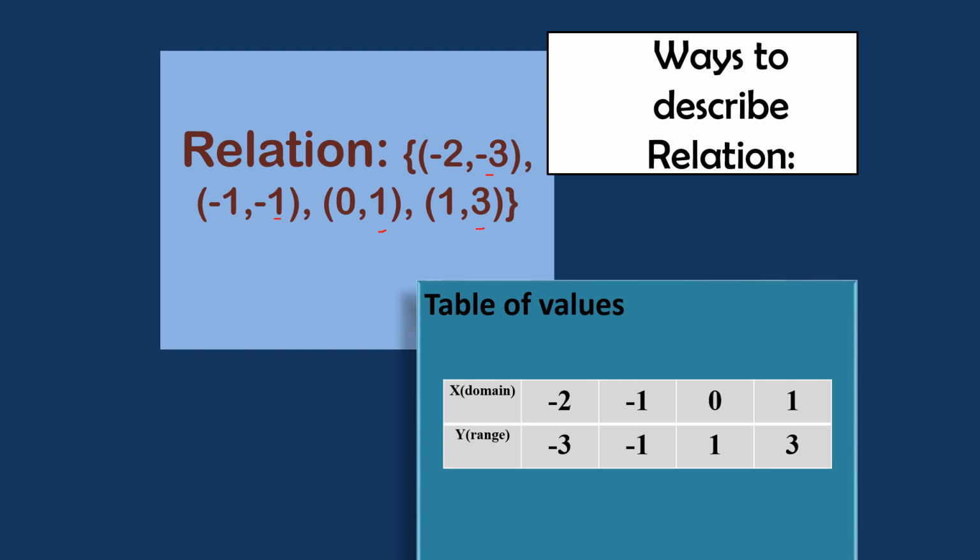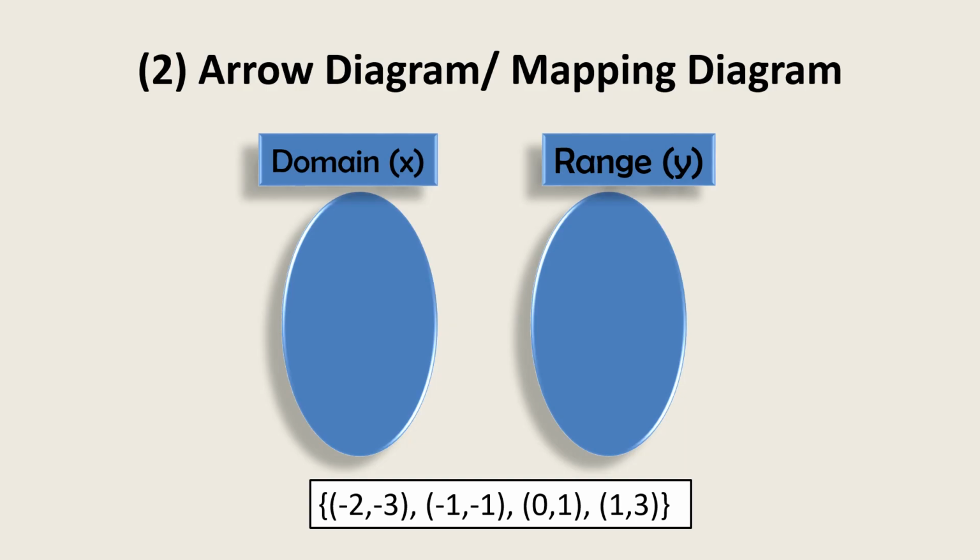Okay? Make sure that kung ano yung x, kakorespond niya yung y niya. Kasi baka si -1, etong -1 na to, ilalagay nyo kay -2. Okay? No. Kasi according to the given set of ordered pairs, -2 is only connected to -3. So that is the first way on how to describe a relation, by making use of a table of values.